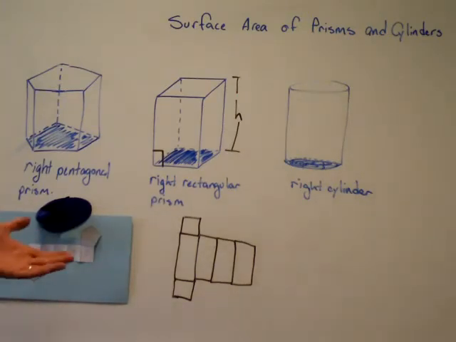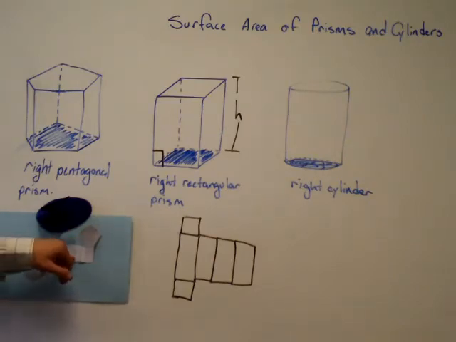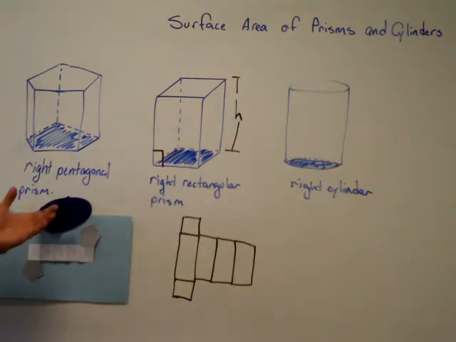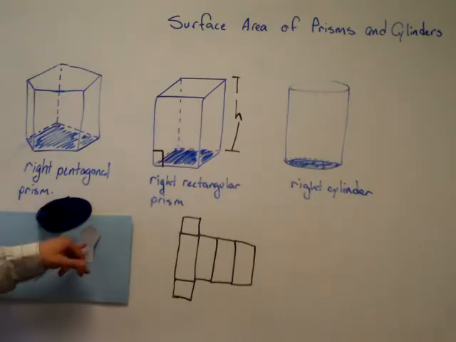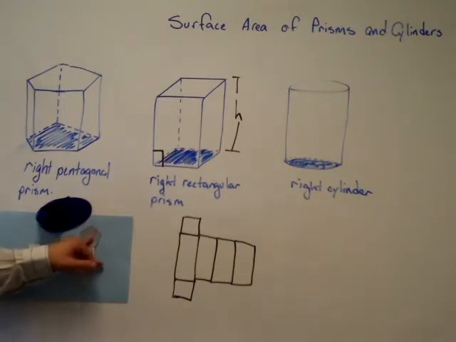In order to find surface area, now all I have to do is find the area of the pentagons, there are 2 of them, and add it to the area of these 5 rectangles. If you want to find out more information about finding the area of the pentagons, take a look back at some older videos where I showed you how to find the area of regular polygons.